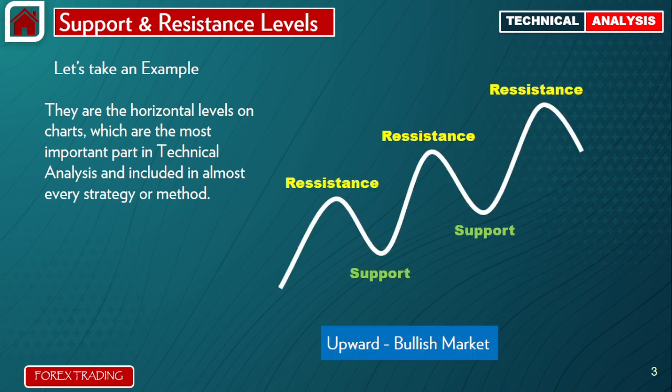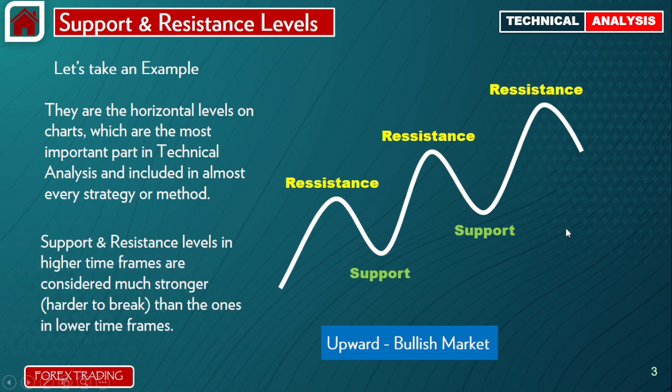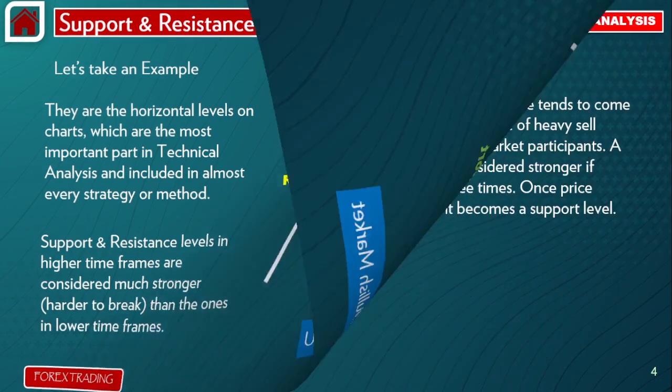This is a picture of an upward bullish market, and you see on top these are the resistance levels, and on the bottom these are the support levels. So these are the horizontal resistance and horizontal support levels. Support and resistance levels in high time frames are considered much stronger. It means they are harder to break than the ones in lower time frames.